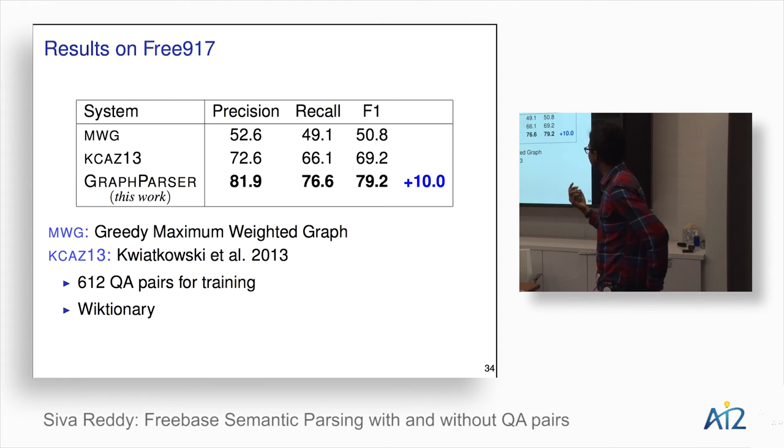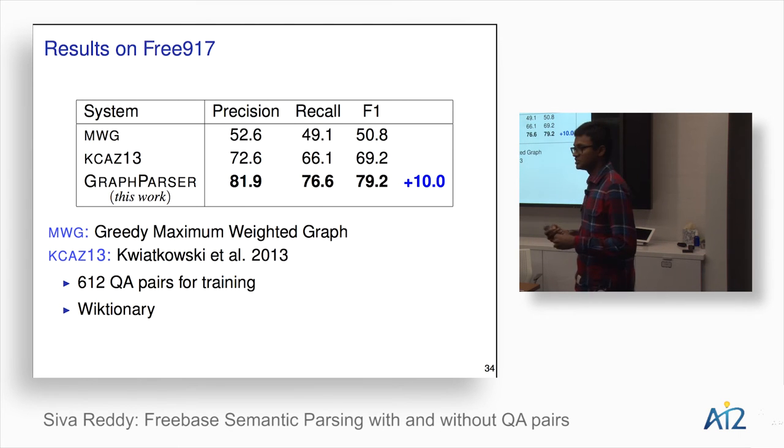Okay, so let's see how this method did compared to others. Here I have one baseline, which is the greedy maximum weighted graph. What I do is take an ungrounded graph and replace each edge with the most probable Freebase edge, so the most frequent one or something. The other one is from Kwiatkowski, which is a supervised system that uses 612 manually curated question answer pairs for training. And it also uses Wiktionary.